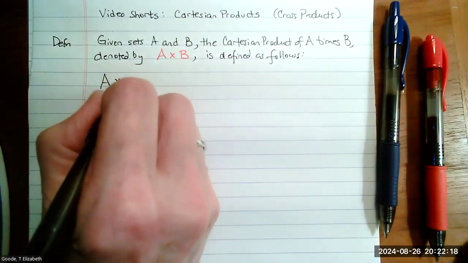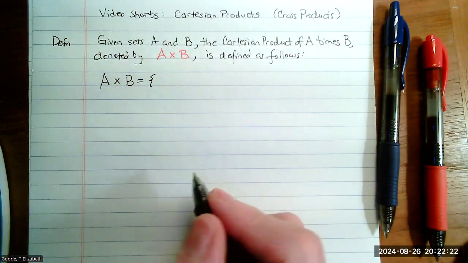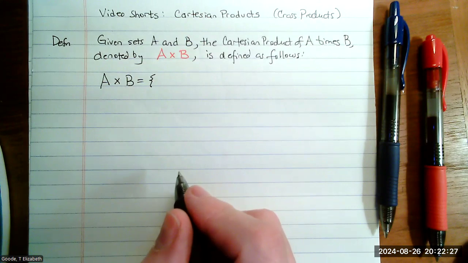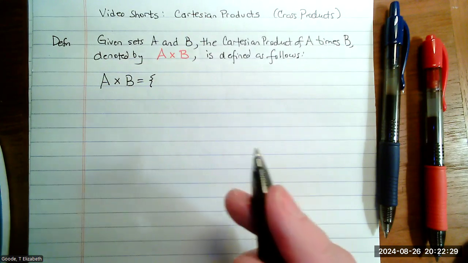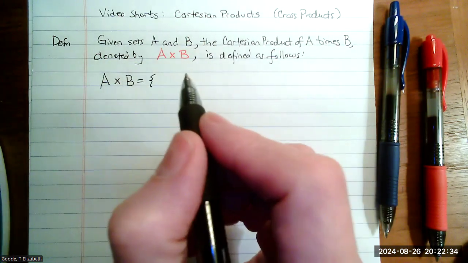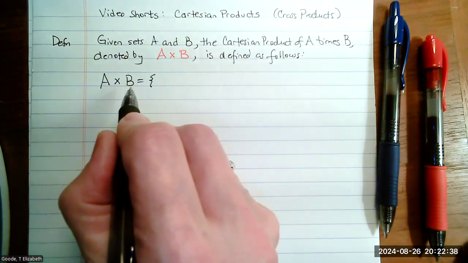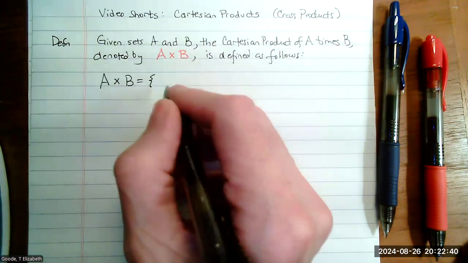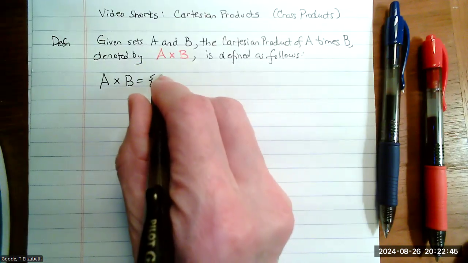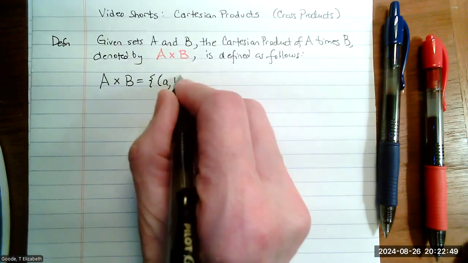A cross B is a set, so we'll open set brackets. Now the elements look like ordered pairs where we have a first coordinate and a second coordinate, like when you would plot points in the XY plane, except here instead of X coming from the reals and Y coming from the reals, we have the first coordinate coming from set A and the second coordinate coming from set B. The XY plane is R cross R, by the way. So it's a soft bracket, little a, comma, little b, close your soft bracket.